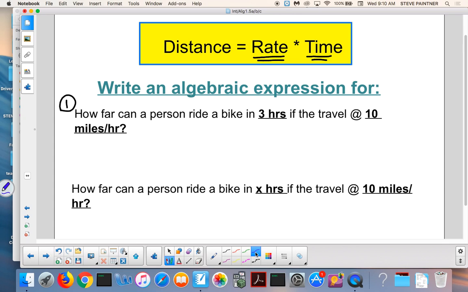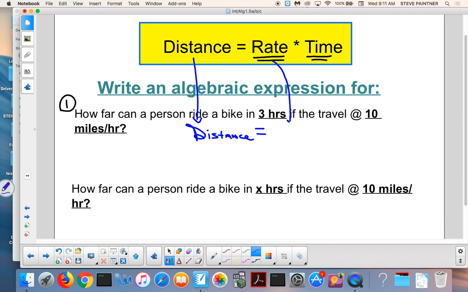How far can a person ride a bike in 3 hours if they travel at 10 miles per hour? 30? 30 what? 30 miles. Okay. So what I hope you do now is this. D for what? Distance. Distance equals. Now, the answer is 30, and I get that. That's probably easy for you, but please put your work down.